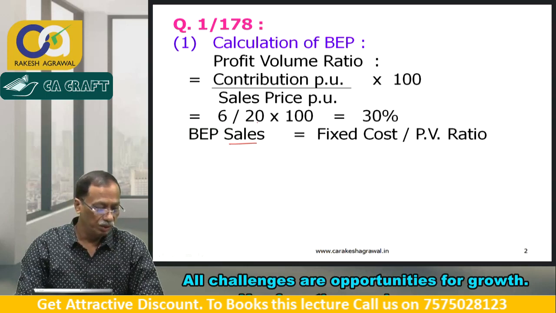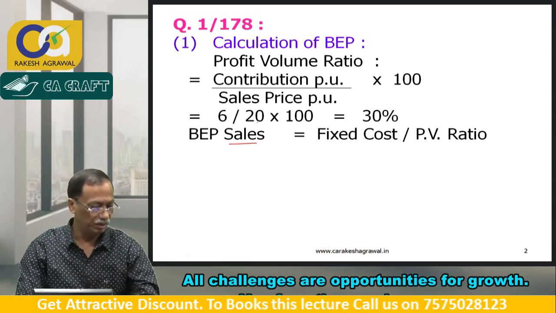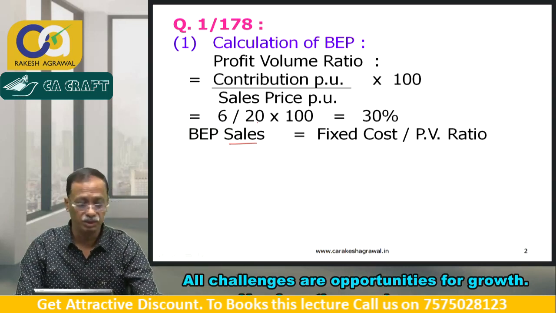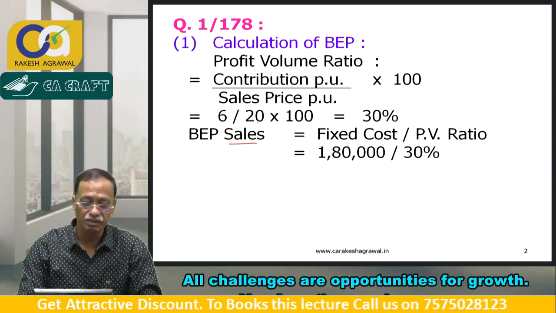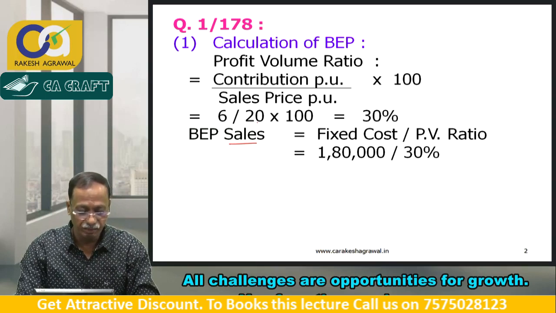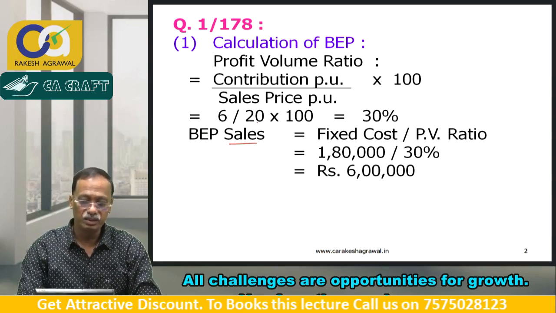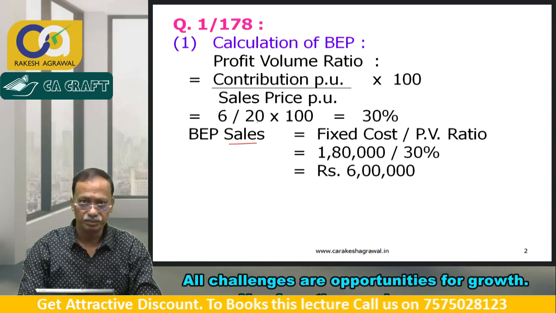Fixed cost is given to you in the question. You will always keep your printed notes in front of you, my dear friends, because data is to be taken from the question. Your fixed cost is 1,80,000. So rupees 1,80,000 divided by 30%. You'll get the answer rupees 6 lakh.